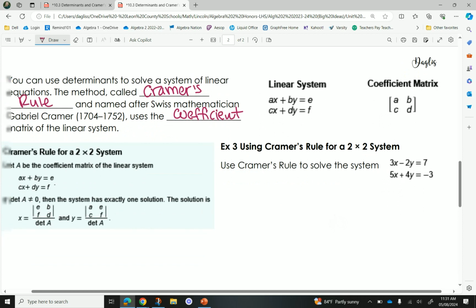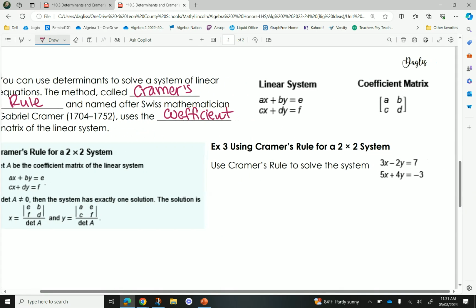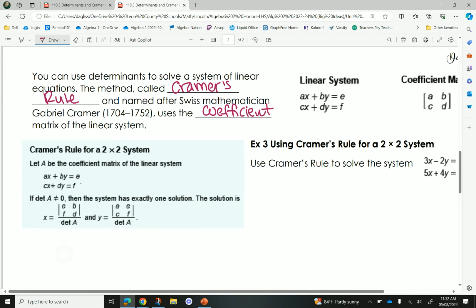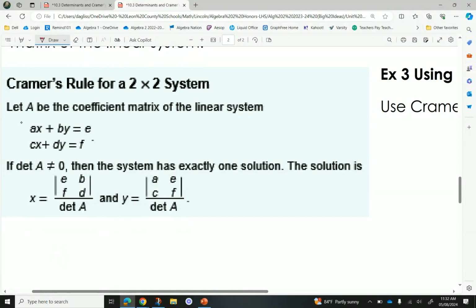If you are given a 2x2 system, so we have 3x minus 2y equals 7, and 5x plus 4y equals -3, the first thing we always do is find the determinant of the coefficient matrix. Because if my determinant is 0, we can't move forward. If you look at how to find x and y, we divide by the determinant. So if our determinant is 0, we can't do that. We would have no solution.